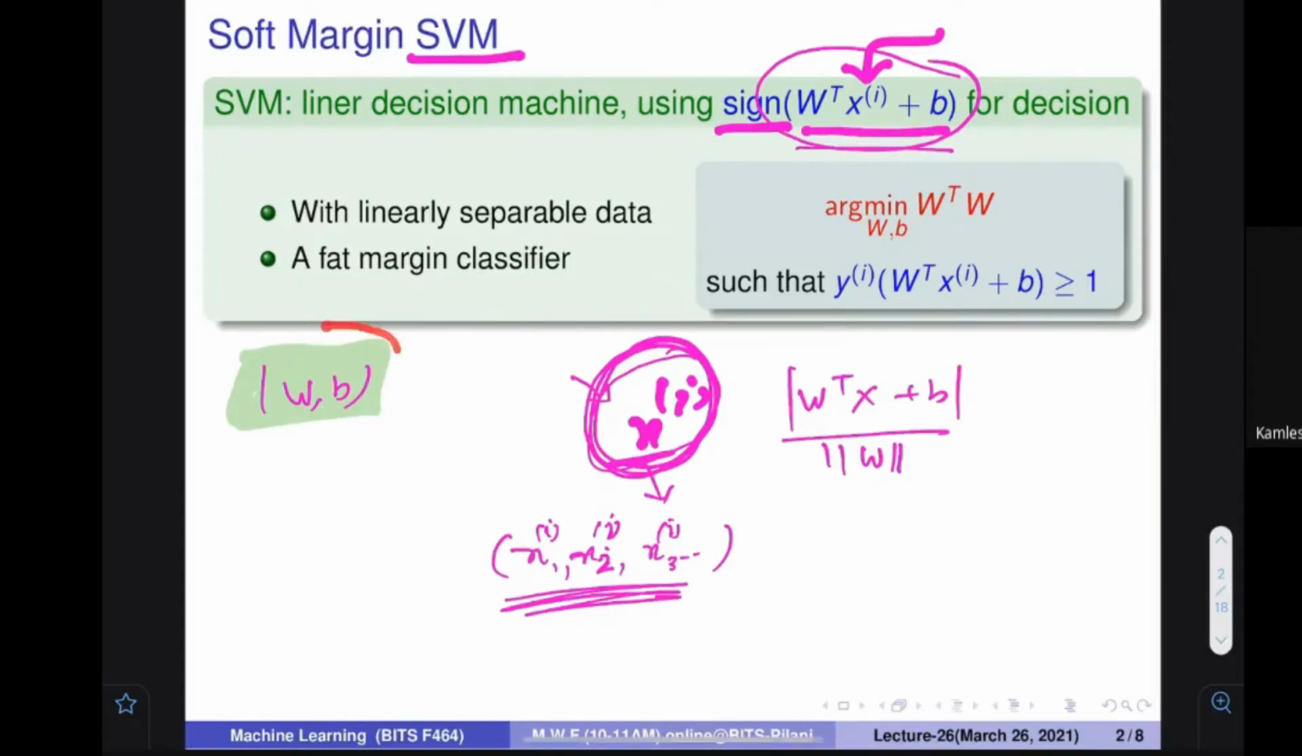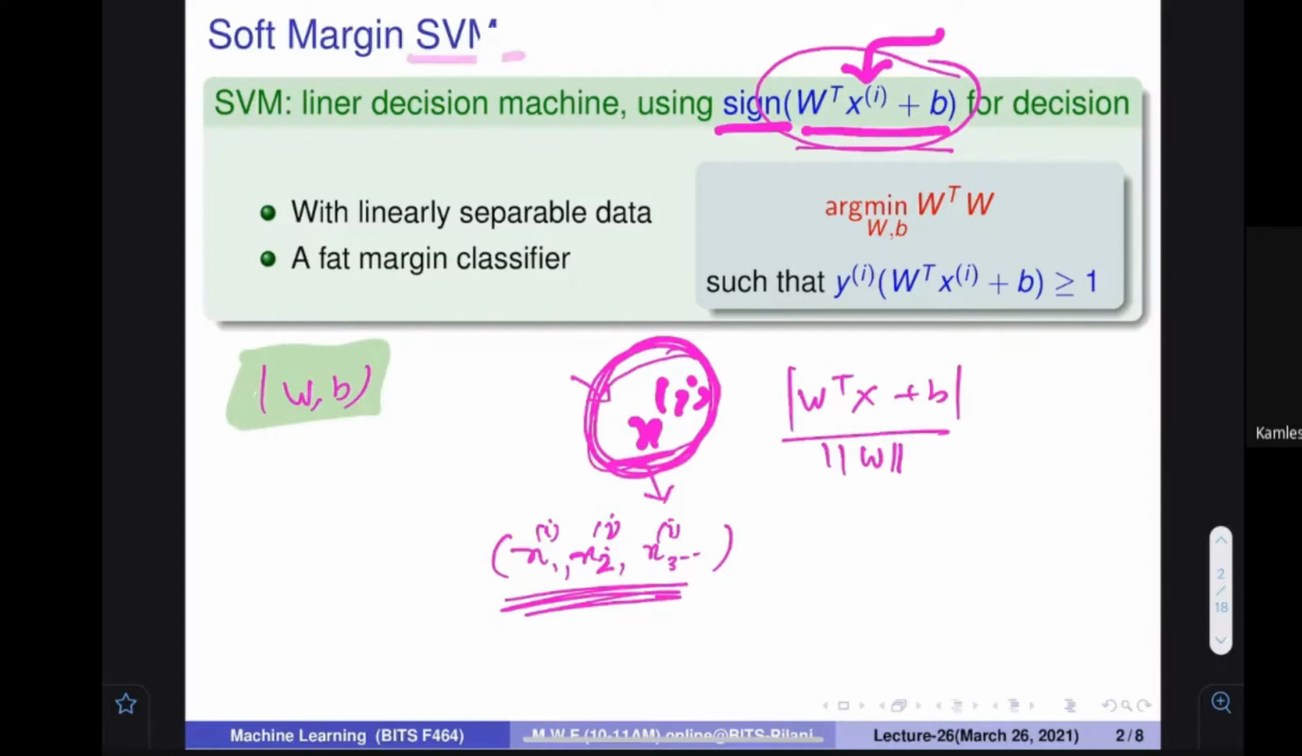So this particular W and B specify the plane, and for a given point you find its attributes, and you can find out which side it is on. This equation is very important, because it tells you how much distance a point is from the given plane.